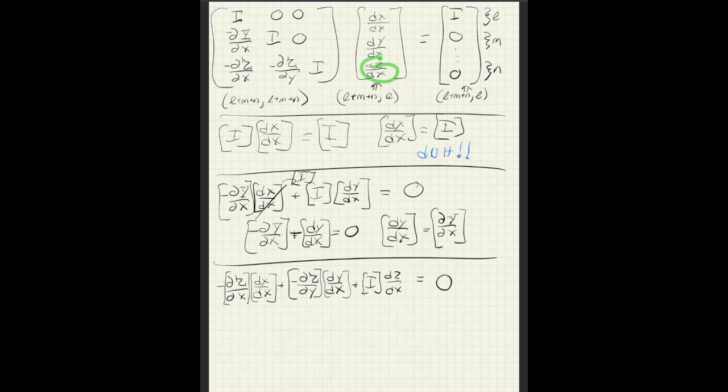Well, we can bring these two terms over, this term and this term, because I have already solved for these guys. And so I can bring those guys over to the right-hand side and then solve the resulting linear system. But in this case, that linear system is again trivial to solve because of the identity matrix here. And so if I do all that, I get dz/dx equals minus dz/dx, because remember, this guy was identity, right?